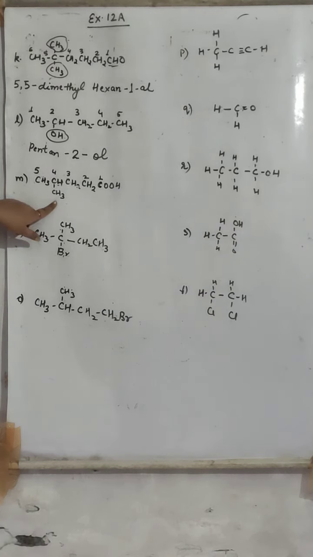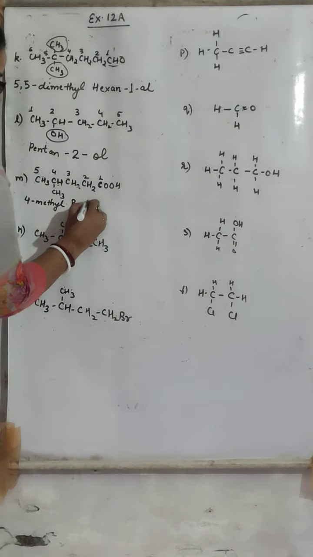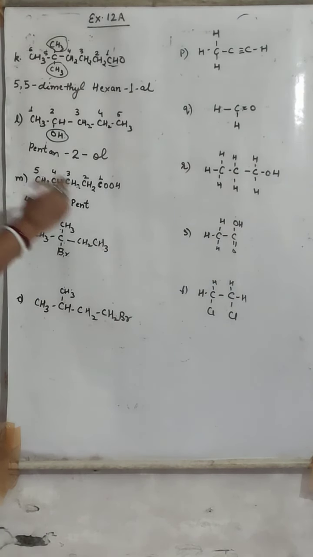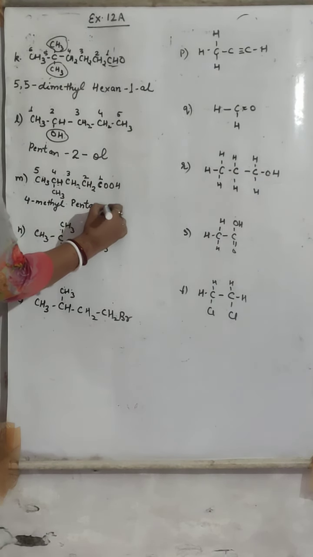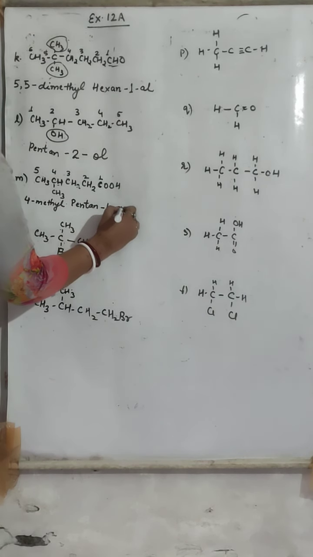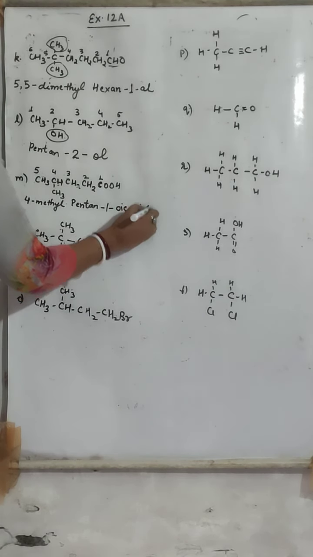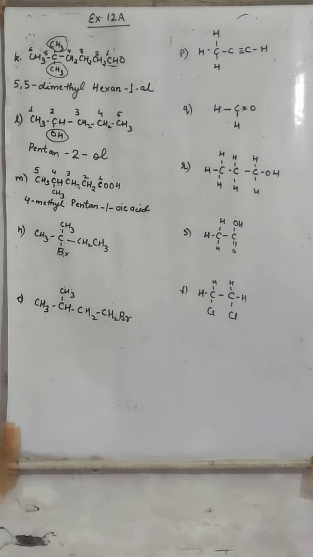Now this is out from the numbering. That is why it will be named first. That is why it will be an alkyl. So at what position is the alkyl present? Fourth position. Which alkyl is present? Methyl. So 4 methyl. 5 carbon we use pent. All the single bonds are there, that is why "an" also we will write. At what position is the functional group present? 1. What is present? Oic acid. So pentane 1 oic acid. Alright.